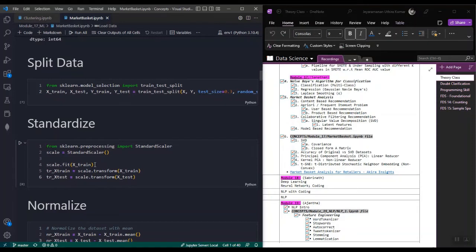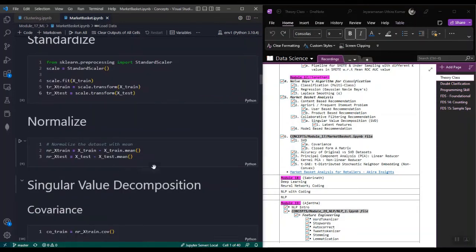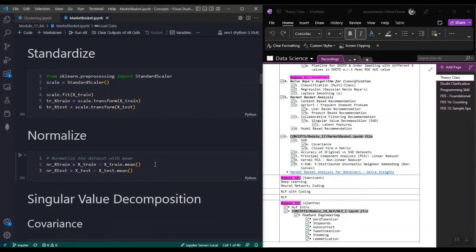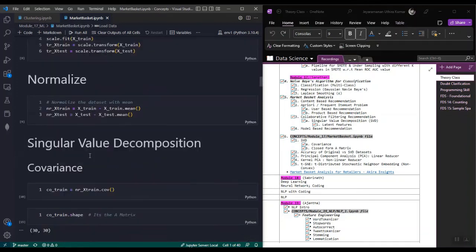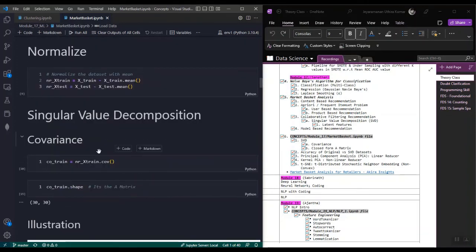We just fit the xtrain and transform the xtrain as well as xtest. Then again we normalize it, normalize using the mean value. So that is nothing but xtrain minus xtrain dot mean. Same way for xtest minus xtest dot mean. We use this normalized xtrain and xtest in the singular value decomposition, that is SVD.